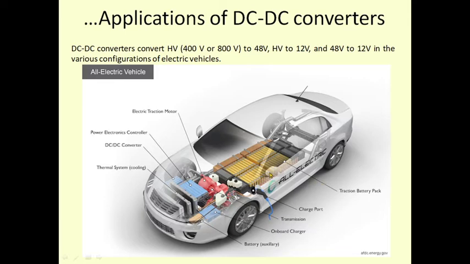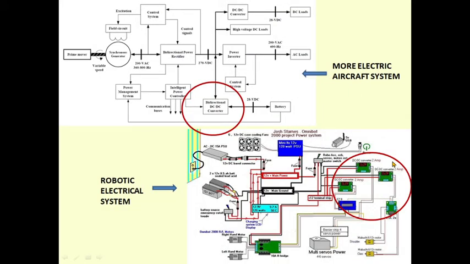Then we have AC systems, then we have the thermal system or the cooling system. All these things require power electronic converters. Then see over here, this is an open more electric aircraft system.